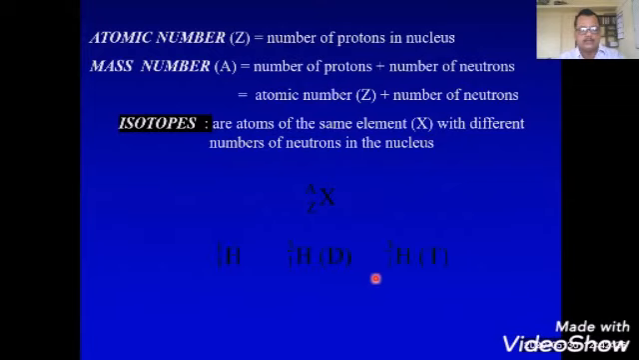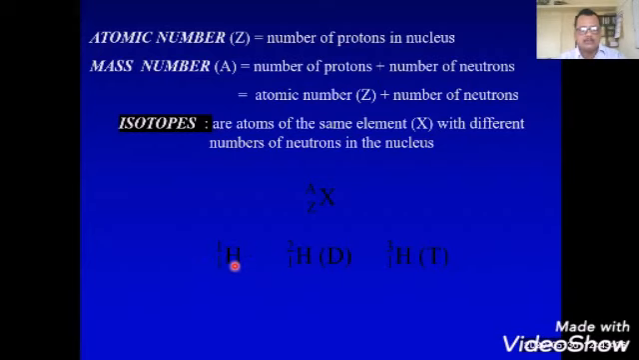Here there are three isotopes of hydrogen. 1H1, commonly called protium, or simply hydrogen. 1H2, that is atomic number 1, mass number 2, is commonly called deuterium, or heavy hydrogen. And 1H3, atomic number 1, mass number 3, is commonly called tritium. So protium, deuterium, and tritium are atoms of the same element.